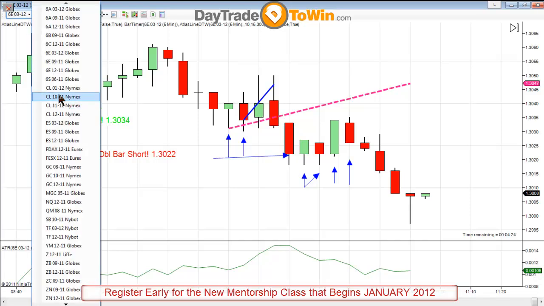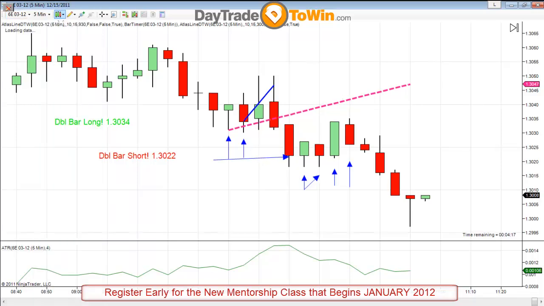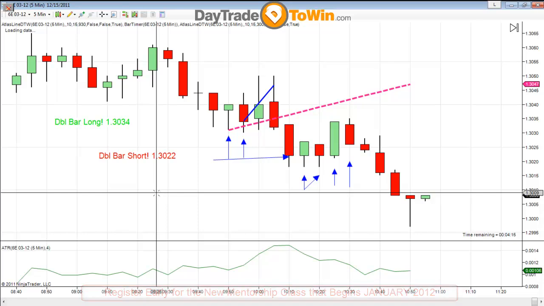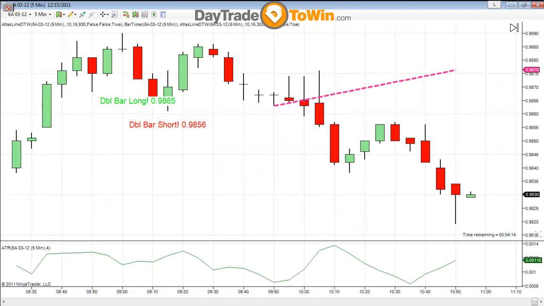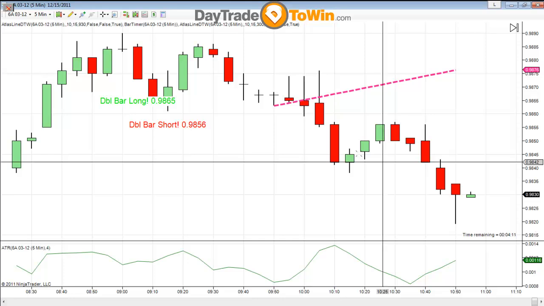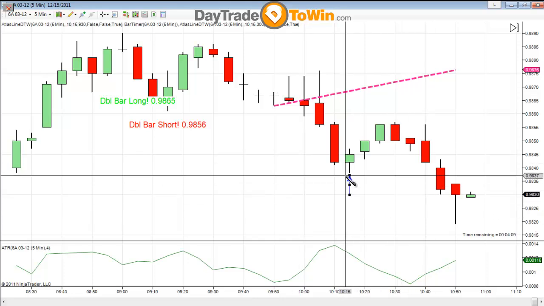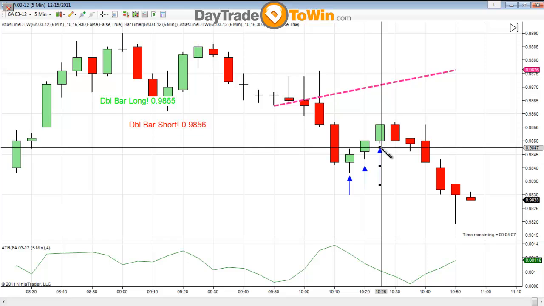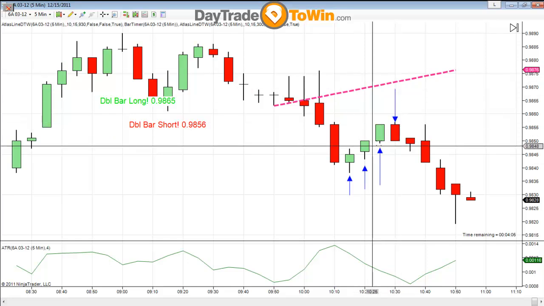Australian dollar should be similar. I got to add the Australian dollar here. 6A. There, I had it already. And here's the Australian dollar right here. This is a pullback trade right here. This is something I teach to go short again. It's pulling back, you go short again.